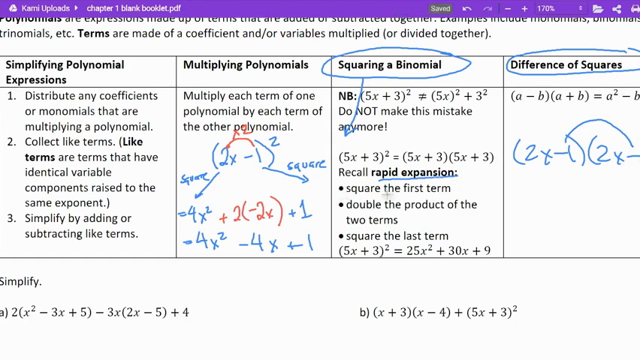Here are the steps. Square the first term, square the last term, and then double the product of the two terms. This is what we did here. We doubled the product. Remember, product is multiplication. We doubled the product of the two terms. Okay?